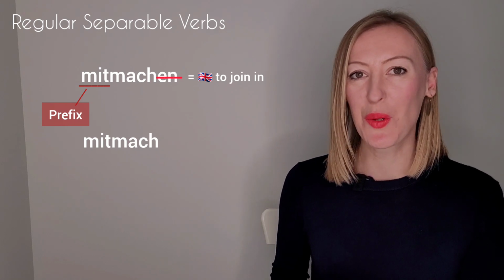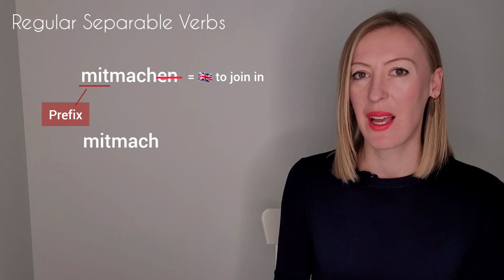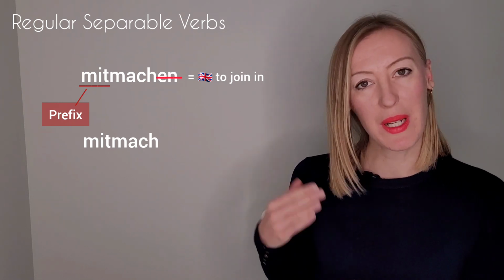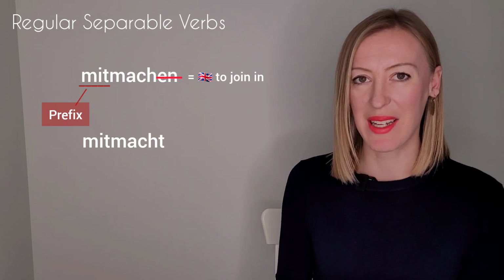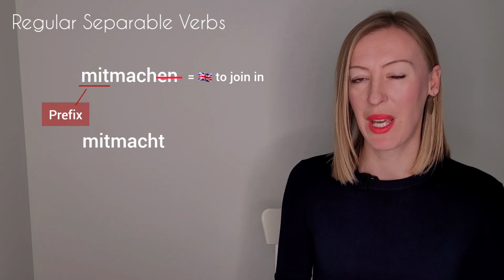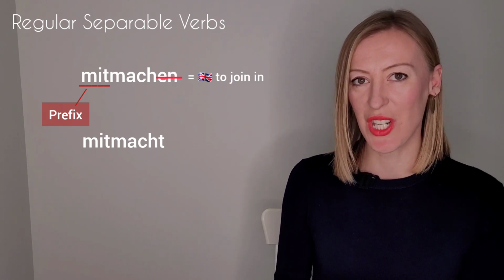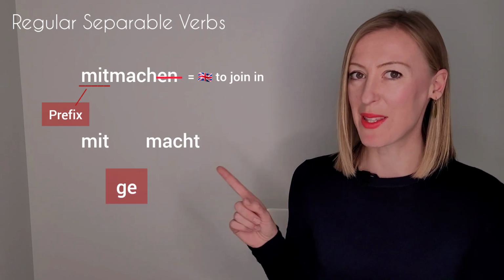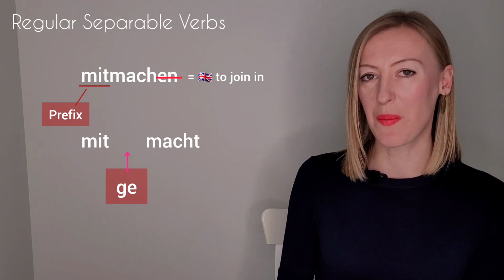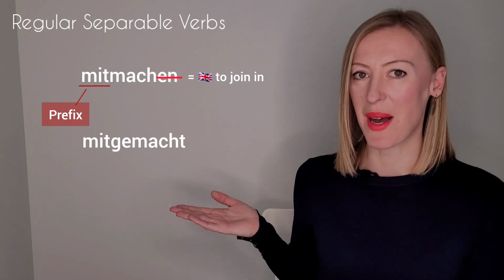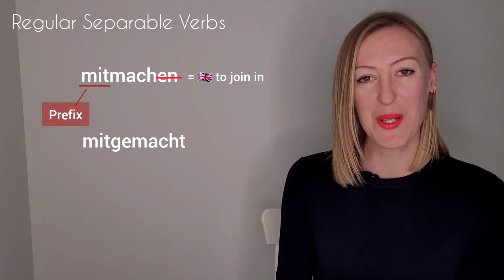And then we're going to form the past participle, which is the tricky thing with separable verbs. This is a regular verb because machen on its own is regular, so we add a t to the end of the past participle. And the most important thing to remember is that you need to add the ge between the prefix and the rest of the verb. So you end up with the past participle mitgemacht. Then we have to do the usual things.